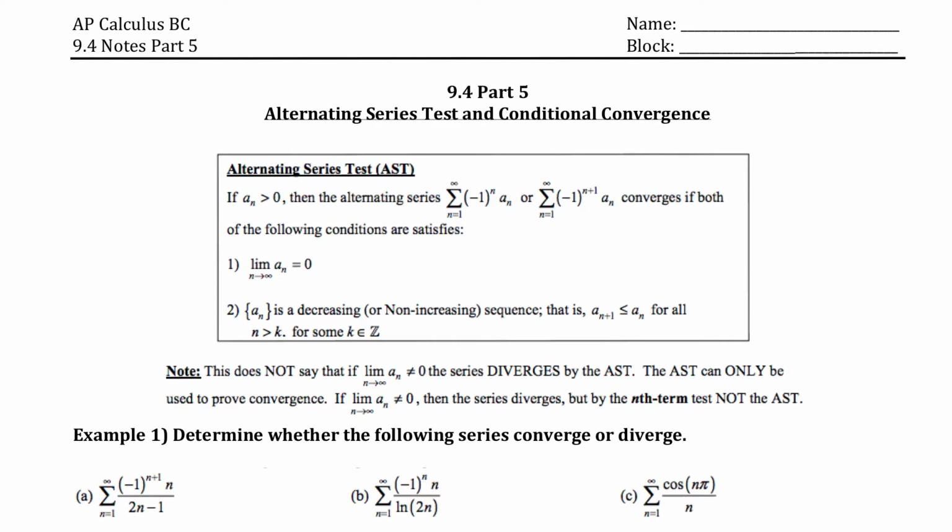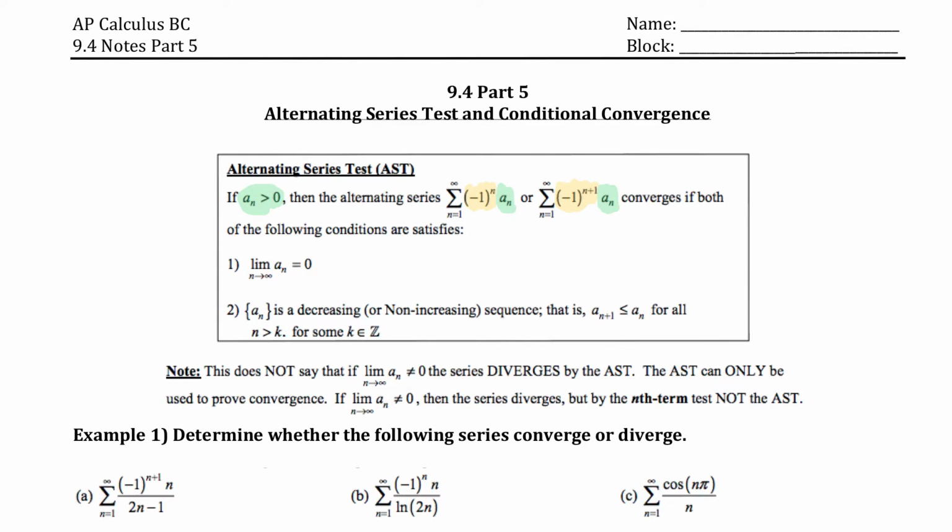So the alternating series test says that if a sub n is greater than 0, so again, we're looking at an a sub n that is positive, and then you have an alternating series. If you look at this definition, you can see the -1 raised to the n, or maybe -1 is raised to the n plus 1, and that's just changing if you're starting with a positive or a negative. Notice the a sub n is the rest of the definition here.